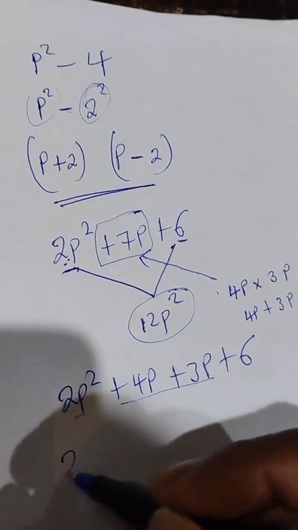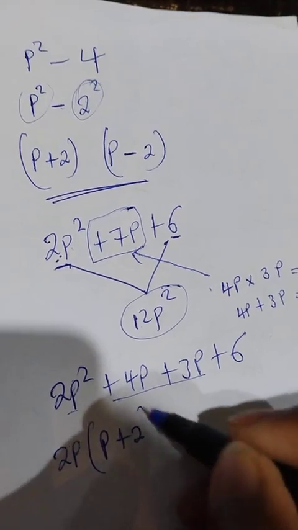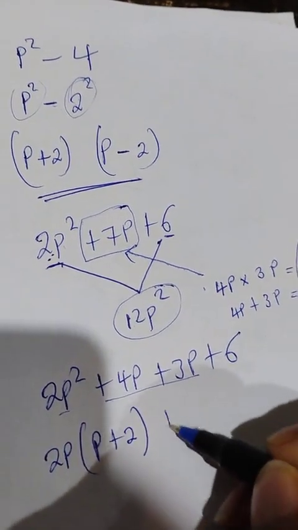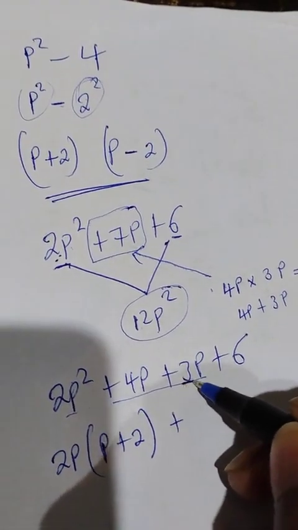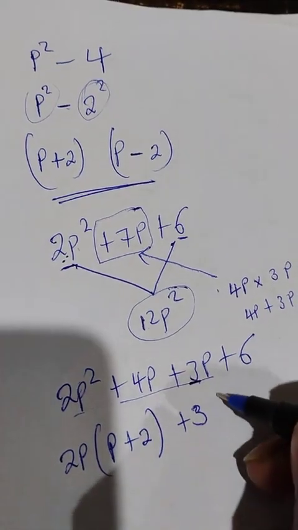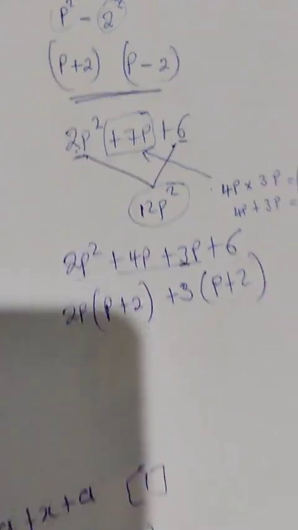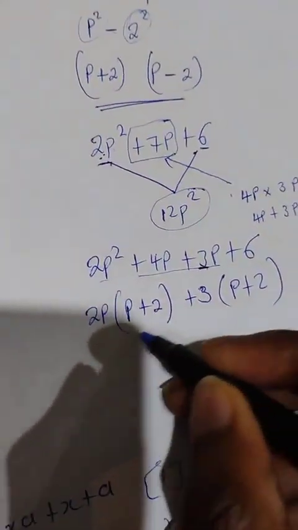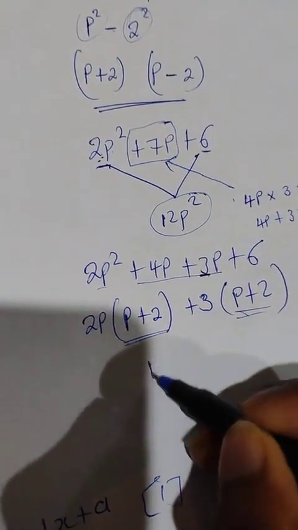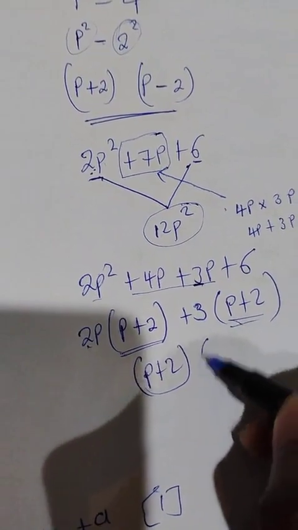Here we can factor out 2p to get p plus 2. Here we can factor out, so just factor the number which is there, plus 3 to get what? p plus 2. Right? So we have two brackets which are the same. So we take p plus 2 and we take 2p plus 3.